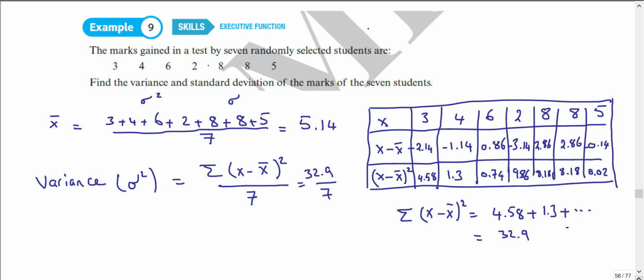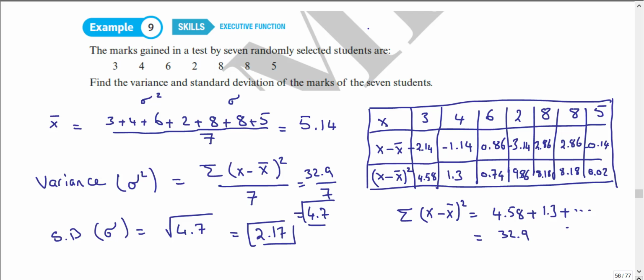32.9 divide 7 is 4.7. Okay. And the standard deviation? Take the square root of 4.7. What's the answer? Square root of 4.7? Yes, 2.17. Very good, it's correct. But this is the standard deviation. 4.7 is the variance. Clear?